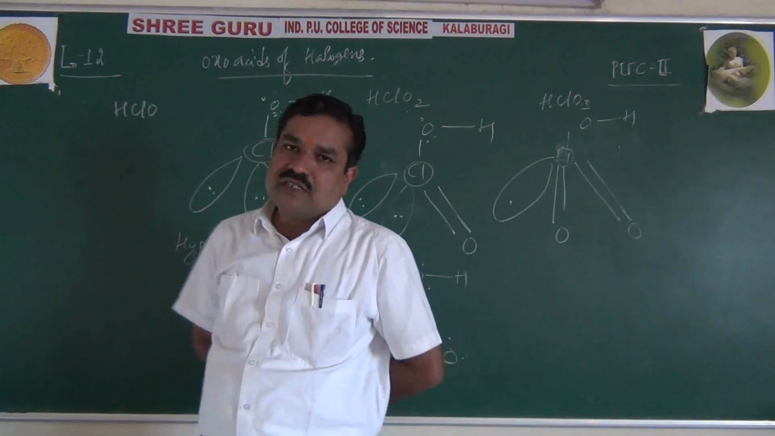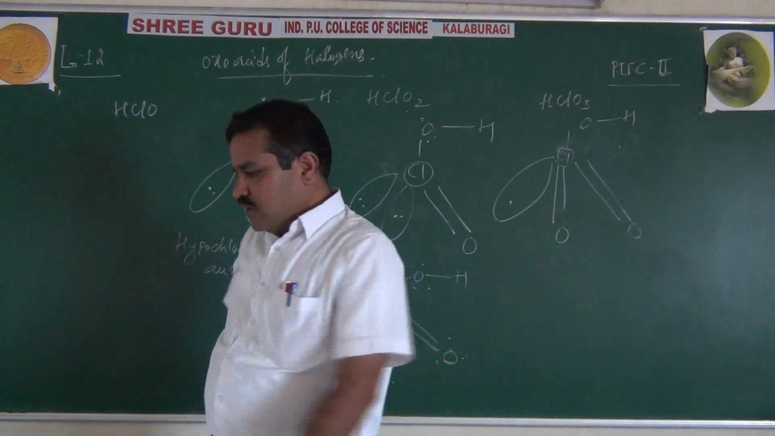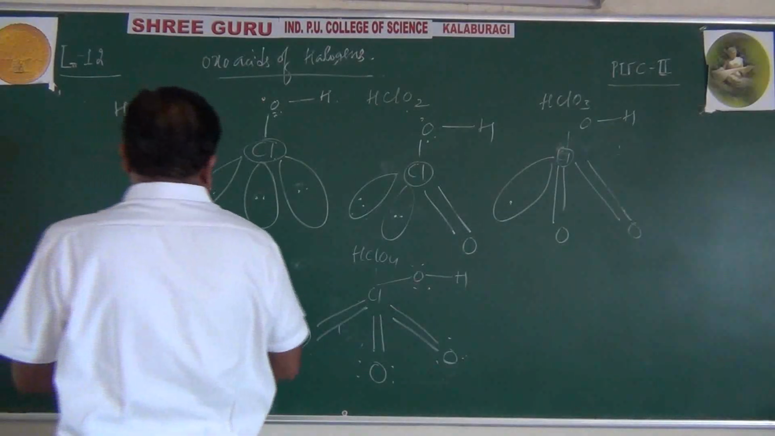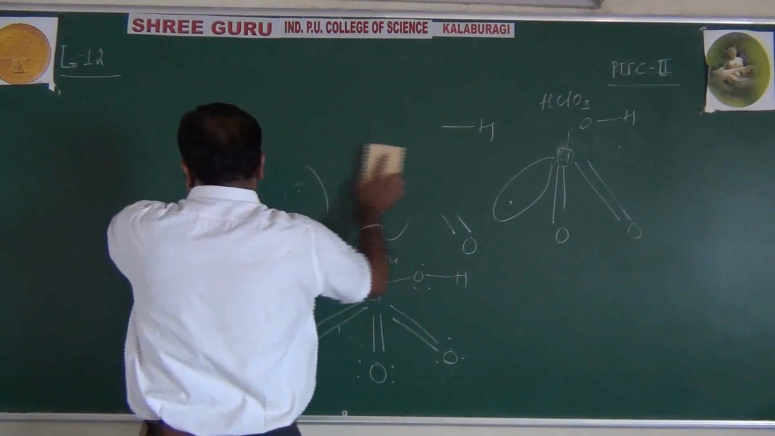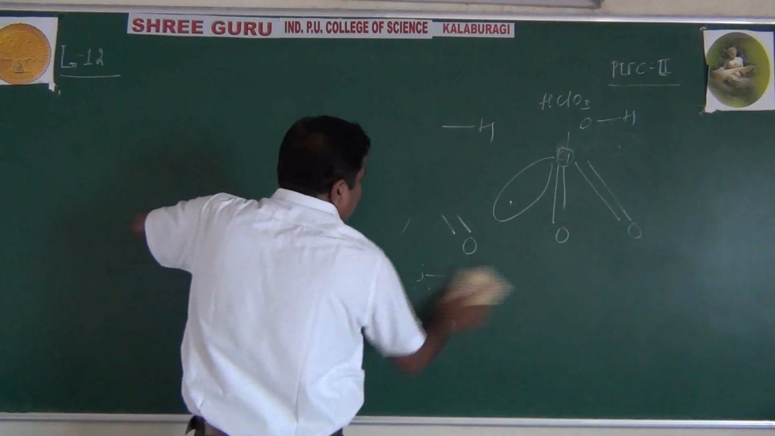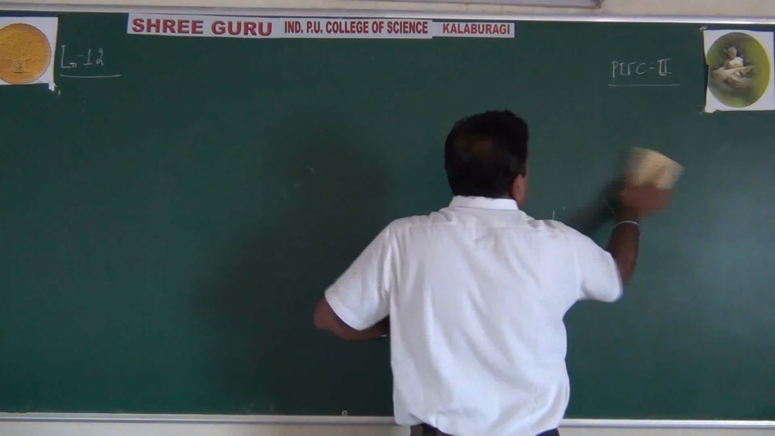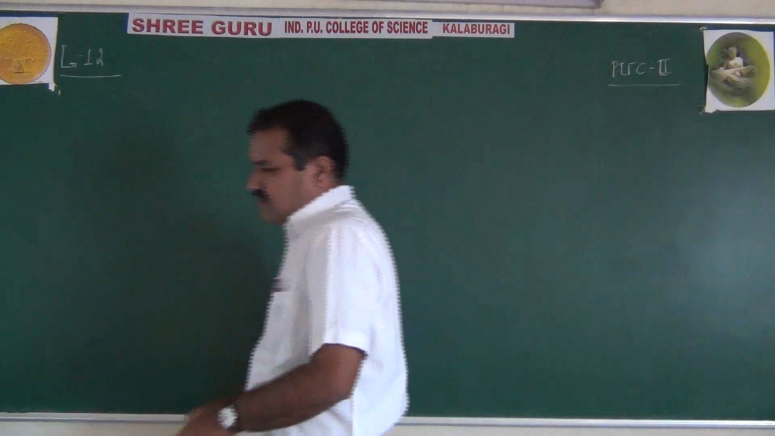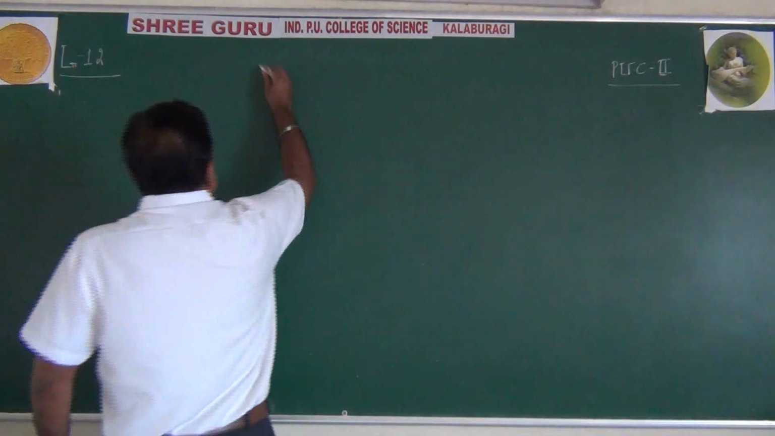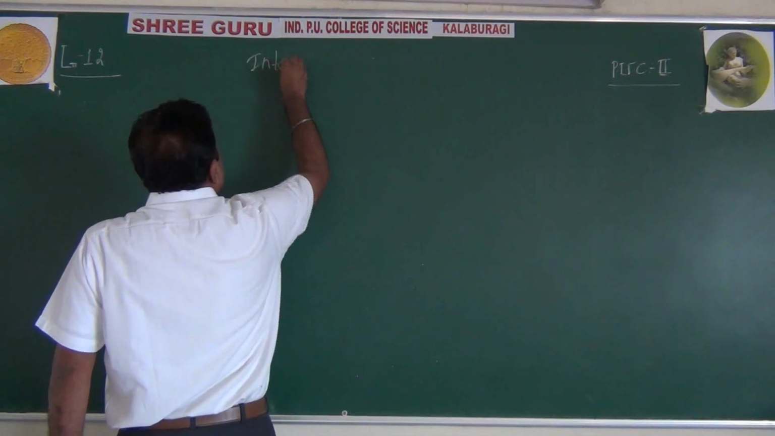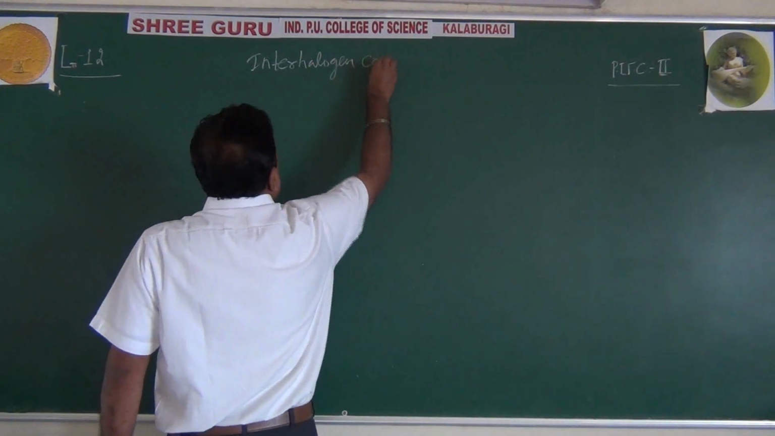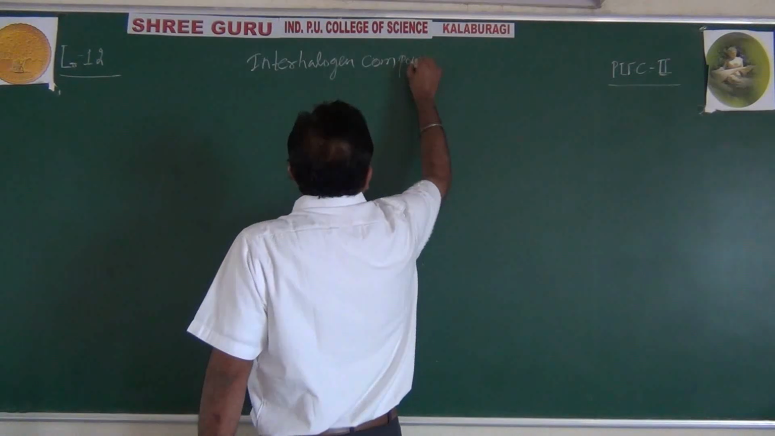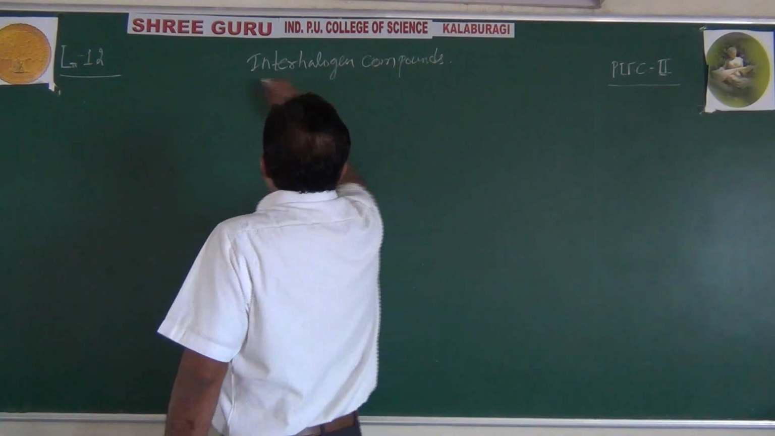This also completes. Now coming lastly to interhalogen compounds. Interhalogen compounds will be the completion of the group 17 elements. Okay. And what are these interhalogen compounds? Please try to remember.